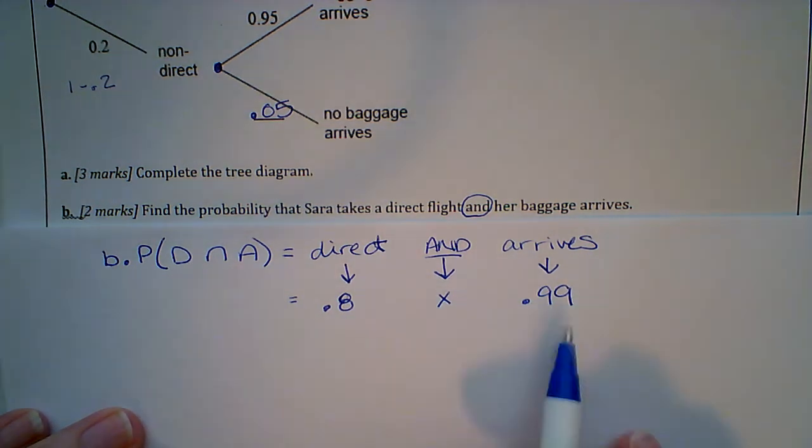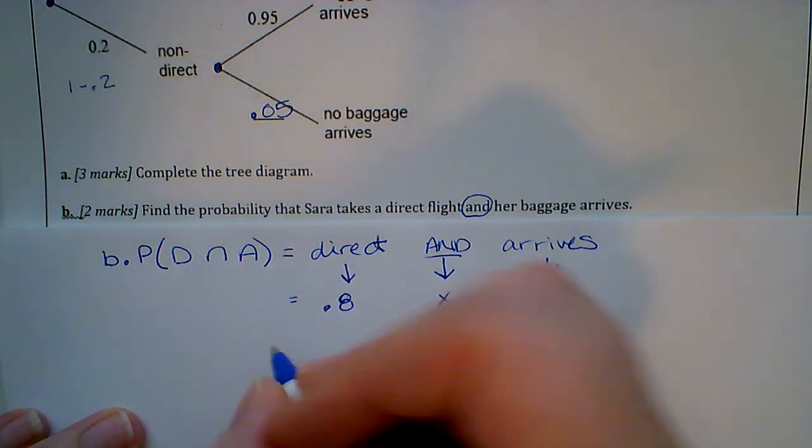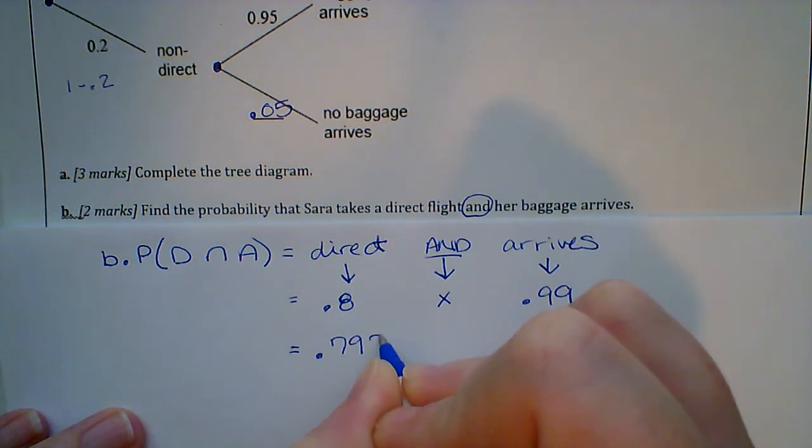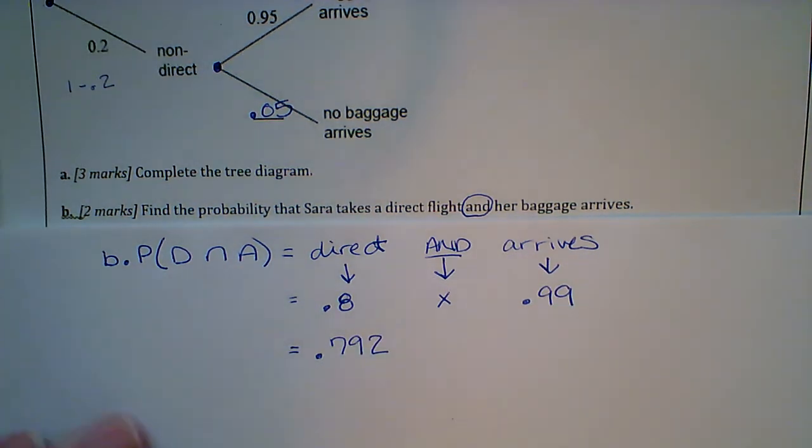So all I'm going to do is multiply these two things together. And when I do that, I believe we get 0.792. You can check me. I've been known to make mistakes, but I'm pretty sure that's what we get.